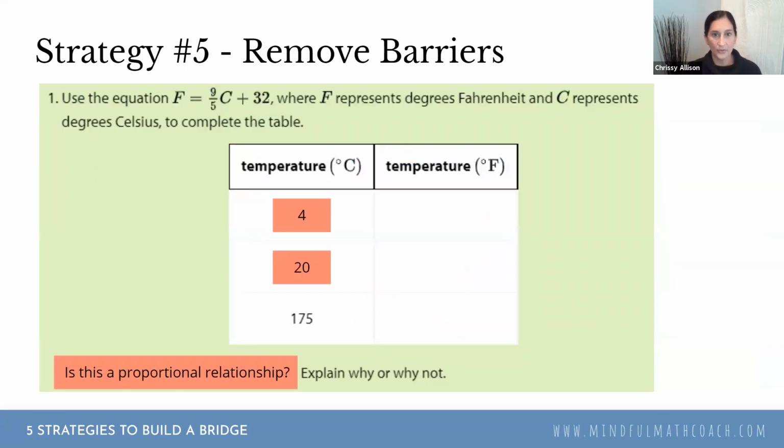Another thing you can do is switch the order of the numbers. Instead of starting with 20 and then going to 4, how about starting with 4? It's a lower number, and sometimes that can help students feel like it's more approachable, and then move on to 20 once they realize, oh, all I'm really doing is substituting 20 in where the C is and evaluating that expression.